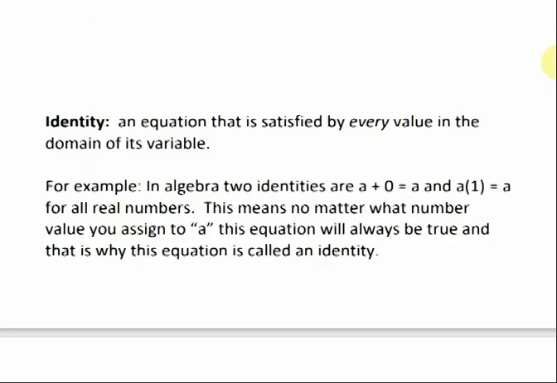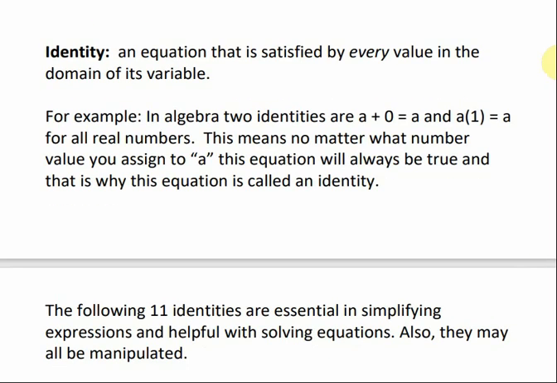Hi guys, today we're going to cover 5.1, which is fundamental identities. An identity is an equation that is satisfied by every value in the domain of its variable. For example, in algebra, two identities are a plus 0 equals a and a times 1 equals a for all real numbers. This means no matter what number you assign to a in this equation, it will always be true, and that's why this equation is called an identity.